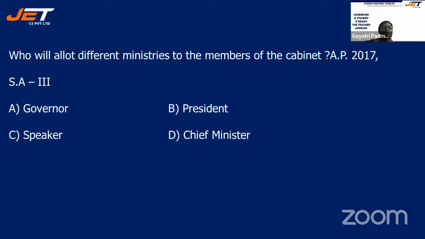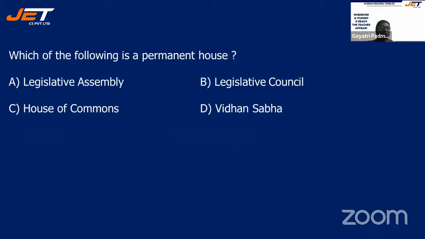It is independents. Who will allot different ministries to the ministers of the cabinet? See, this question got repeated in 2017. So who will allot different ministries to the members of the cabinet? Okay, so you have four options: governor, president, speaker, chief minister. And the answer is chief minister.